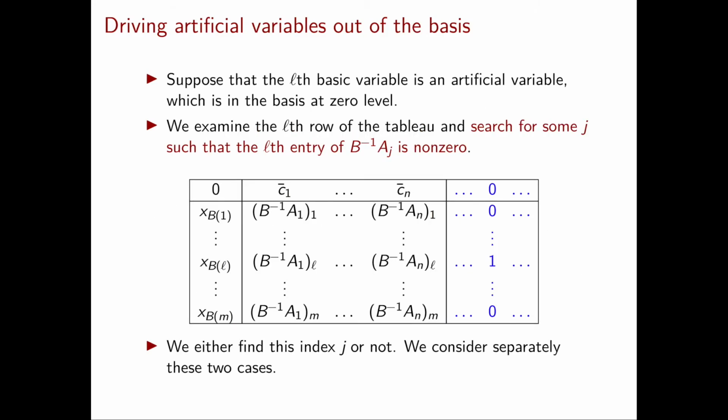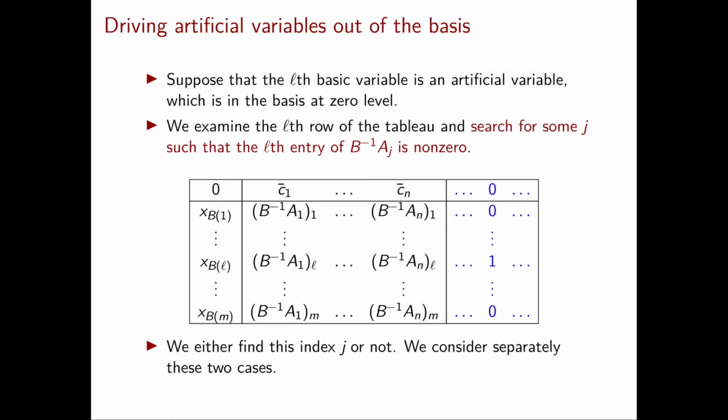Let's see how. Let's say that we have one basic variable, xbl, that is also an artificial variable, which puts us in this hard case. In our tableau, the nth basic variable corresponds to the nth row. So here it is, xbl. In particular, since this is an optimal solution to the auxiliary problem, we have that xbl will be equal to 0.